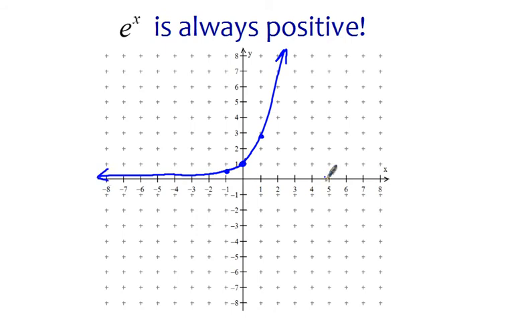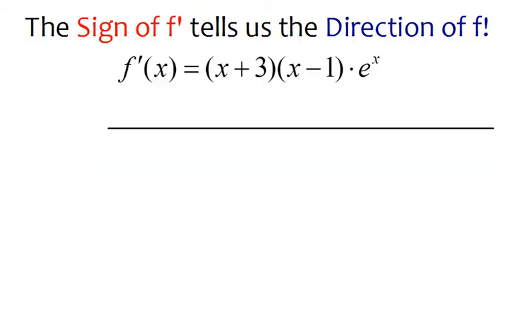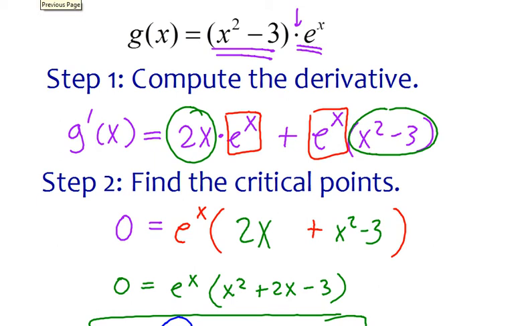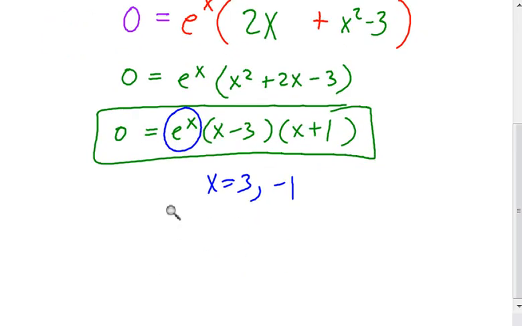Notice that this entire graph lies above the x-axis. In other words, the outputs are all positive. Positive outputs. You can never get 0. You can never get a negative output. And that's true for all exponential functions, not just e to the x. Okay, so this completes our analysis of the critical numbers. We have exactly 2 zeros for the derivative, and they are 3 and negative 1.